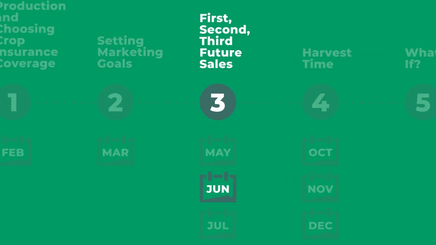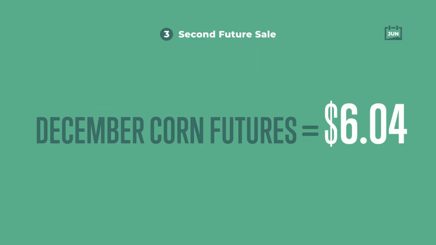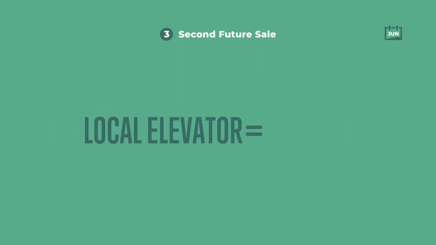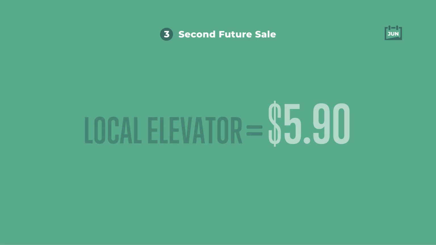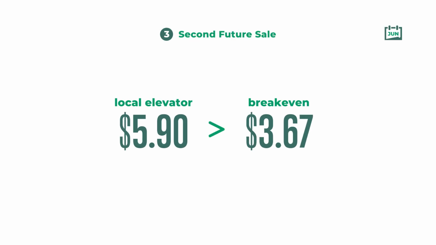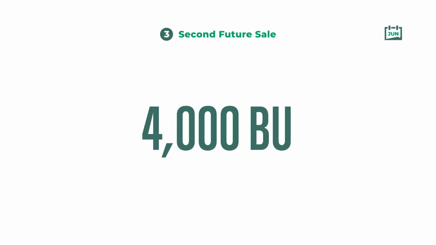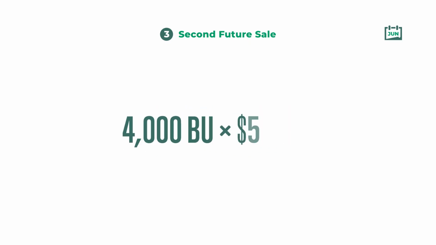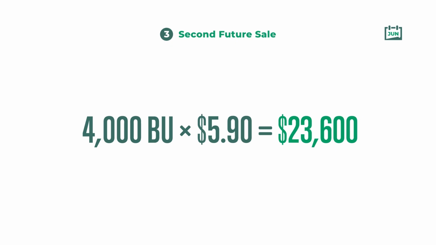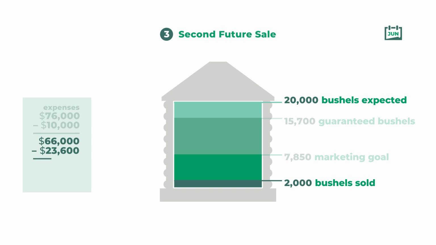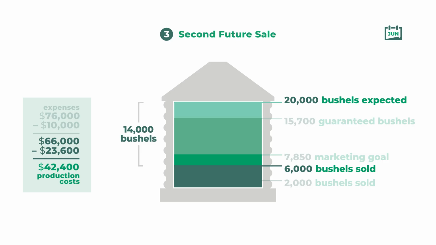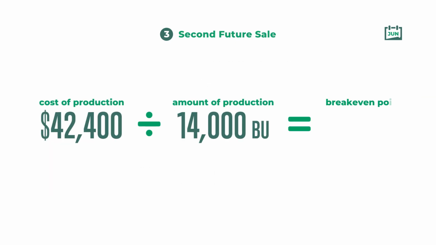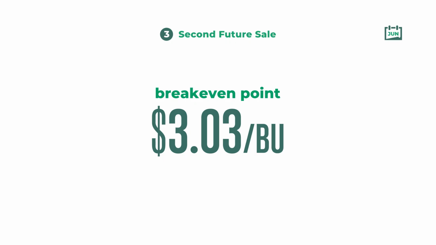Fast forward to June. You check the December corn futures again and notice this time it's above $6. So you call your local elevator and learn that their bid is $5.90, which is above your updated break-even of $3.67. You decide to sell 4,000 more bushels to deliver in December at $5.90, giving you $23,600 from the sale. By subtracting your second future sale from total costs, you're left with $42,400 in remaining expenses to cover and 14,000 bushels to sell at an updated break-even point of $3.03.